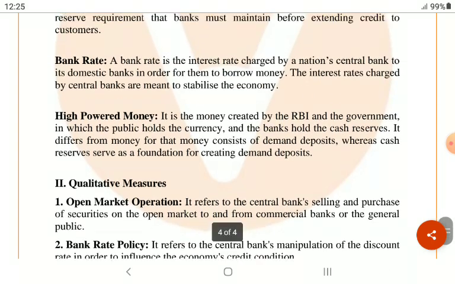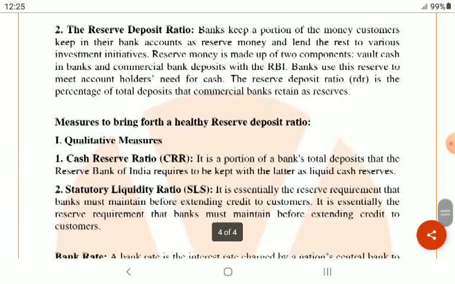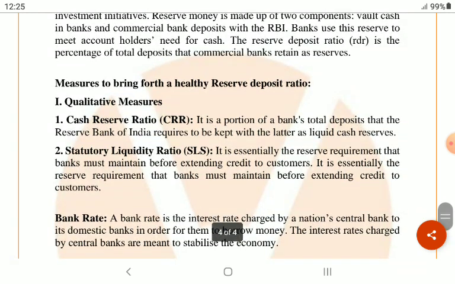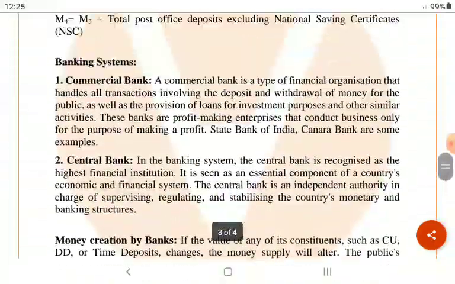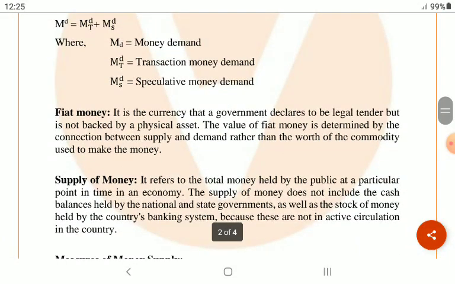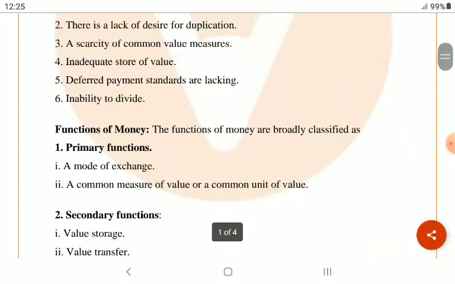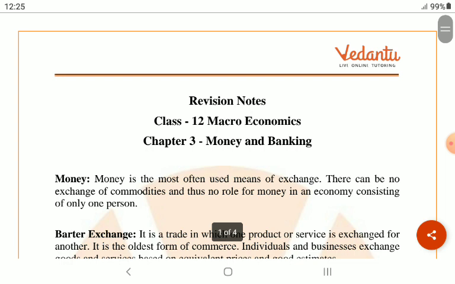So these are the measures. They may ask you to write the measures to bring forth a healthy reserve deposit ratio. You have to explain this if they ask for 5 marks. Otherwise, if they ask for 2 or 3 marks, you can write only the names. So these are the important questions, and also the revision notes you can revise before the exam.